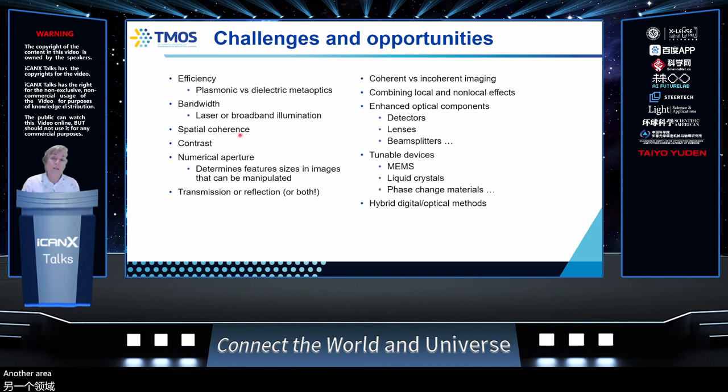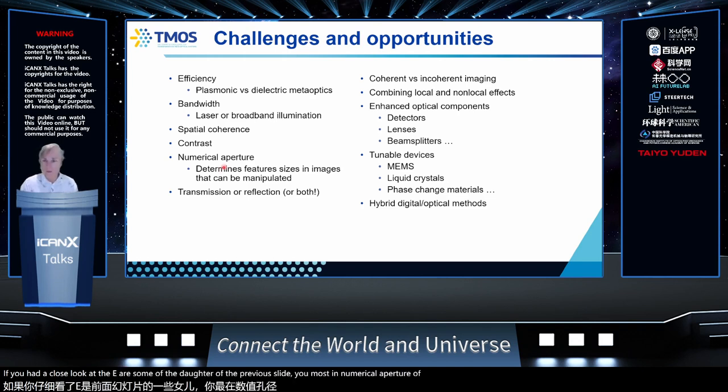Another area of interest is the role that coherence plays. All of the systems I've described have assumed coherence, but a lot of imaging utilizes partially coherent or incoherent illumination. Improving the contrast of systems is another interesting challenge. If you had a close look at some of the data on the previous slide, you'll notice that the numerical aperture of that system was quite low. So expanding the numerical aperture of the system is something that we're trying to do.